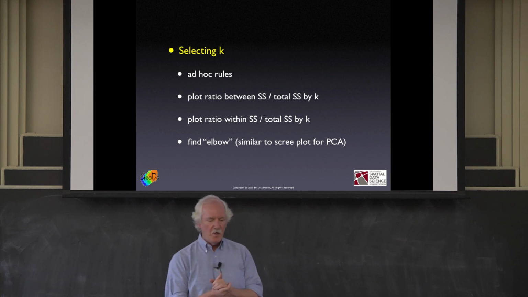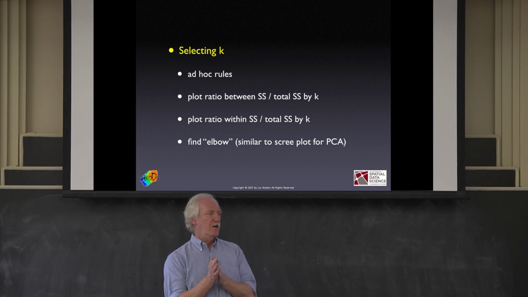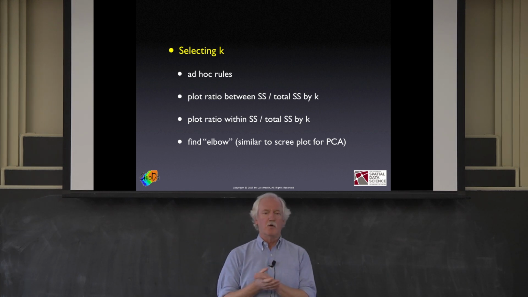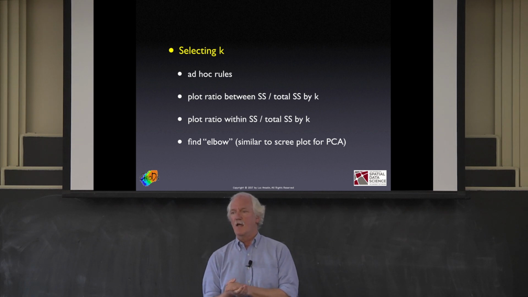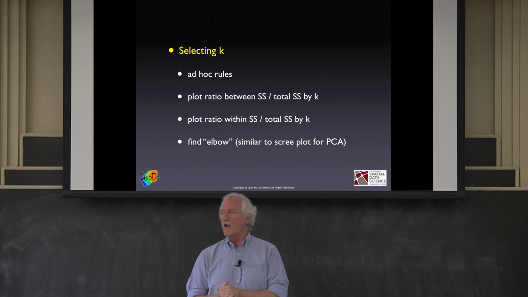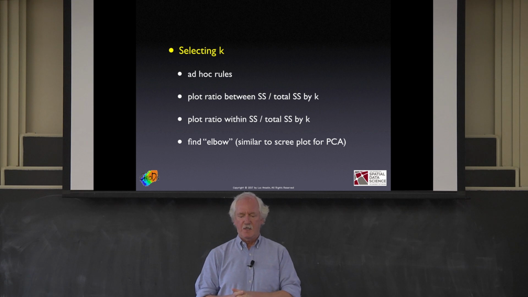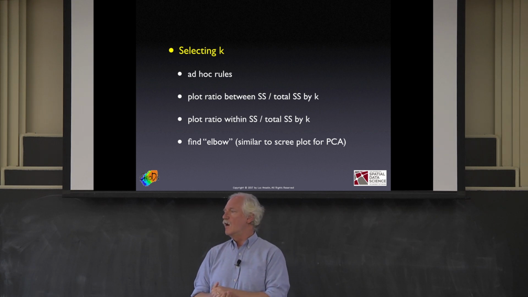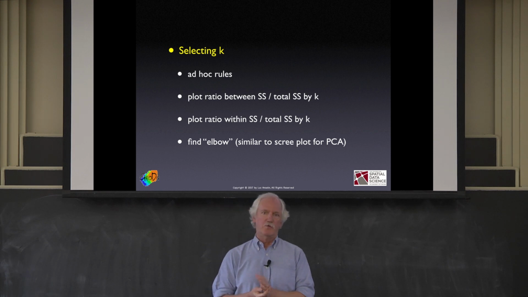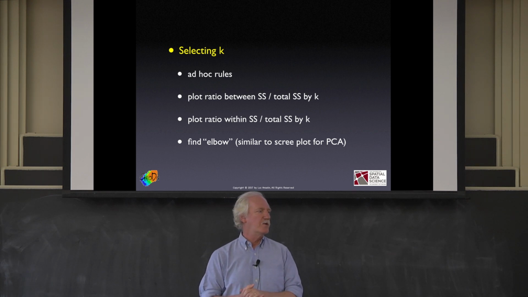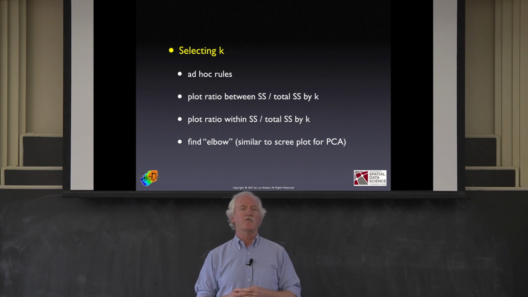So the problem in this clustering world is what is K? And I alluded to this a couple of times already. There's really no good way to pick K. And typically what one does is the counterpart, really the equivalent of a scree plot, which we used as a concept in principal components. So you plot this ratio, that is our objective, for different values of K.